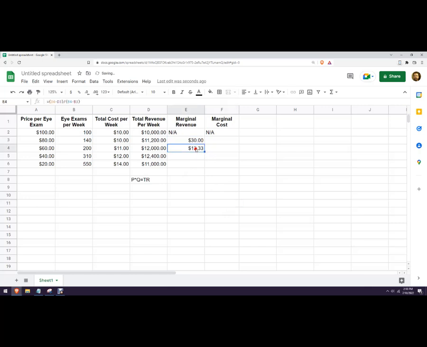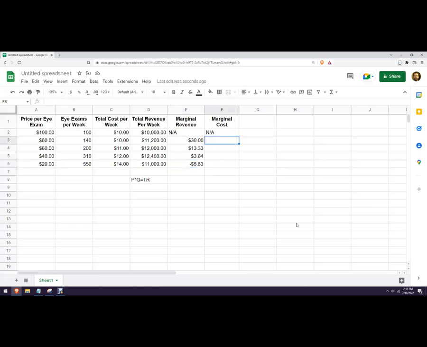So we're going to copy that down, and we want to make sure that it's right. Okay, so D4 minus D3, which is the change in total revenue, divided by the change in quantity, and it did do it right, so we can trust it. Okay. Notice if we lower the price down to $20, we actually make less total revenue. So that's reflected in the negative marginal revenue. So you'll see that a lot.